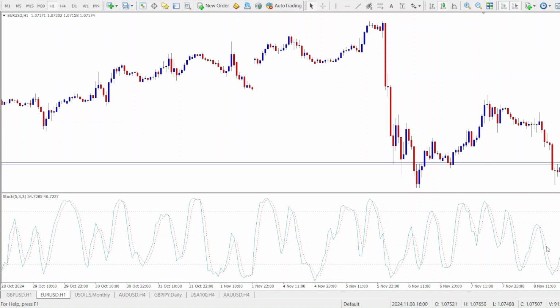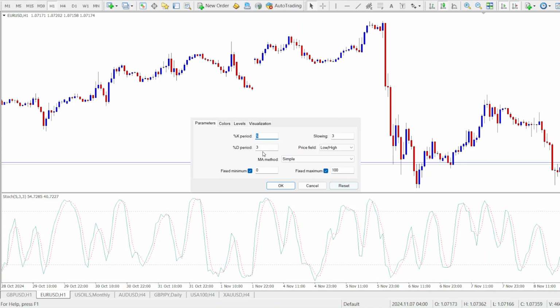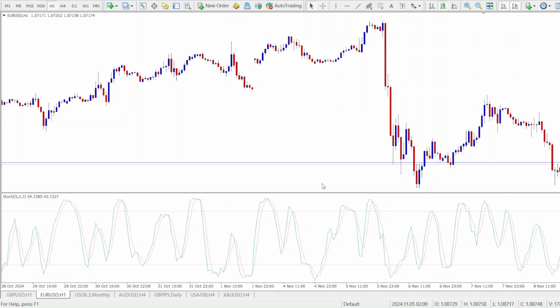But as you know, we don't just jump into a trade based solely on overbought or oversold signals. And that's where the stochastic scalping strategy comes in. Now let us go over the setup. We'll be using the default settings, right? The default settings, as we can see, are 5 for the %K period, 3 for the slowing, and 3 for the %D period.